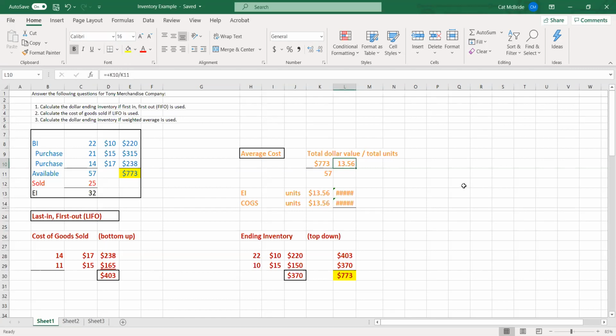Now all I have to do is say, in ending inventory, I had 32 units at $13.56, gives me $434 for ending inventory. For my cost of goods sold, I sold 25 units at my average cost of $13.56. So I'm going to assume my cost of goods sold was $339. And if I add these two together, and there isn't a rounding issue, I get $773.